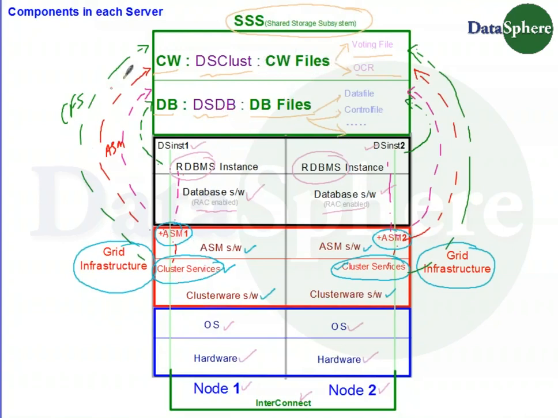Clusterware services will use clusterware files. The RDBMS instance will provide database access to users. It can be accessed directly if the files are stored in a cluster file system, without depending on ASM. But in case they are stored in ASM, they have to take the help of the ASM instance to work with the files stored in the shared storage subsystem. So these are the components, the other view of the first configuration.